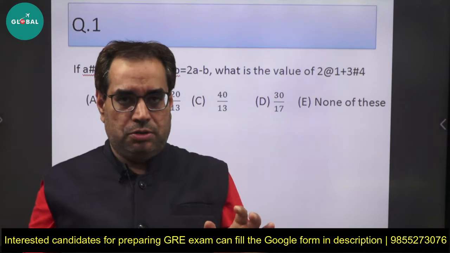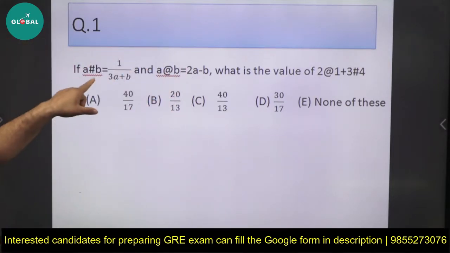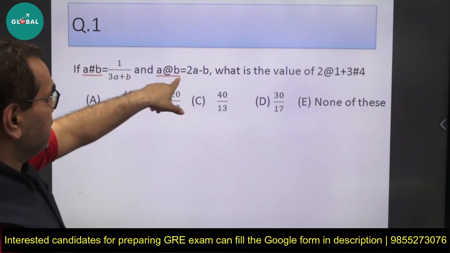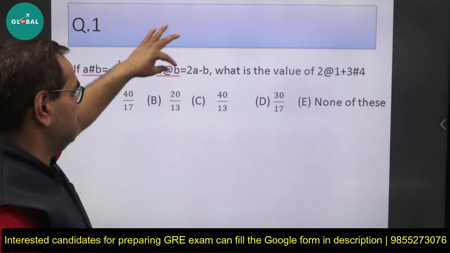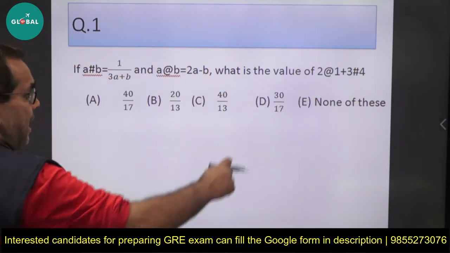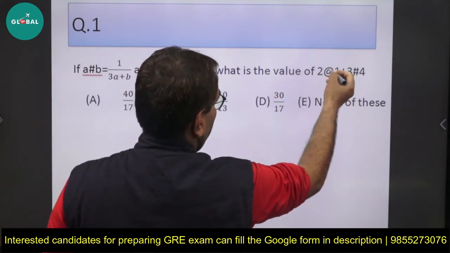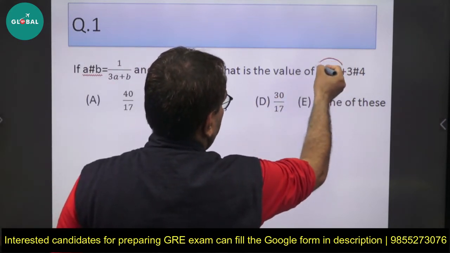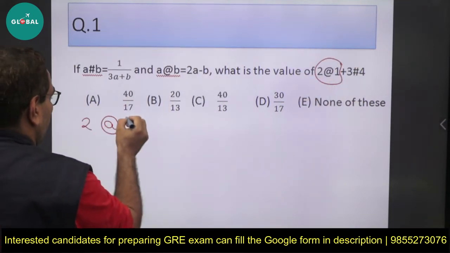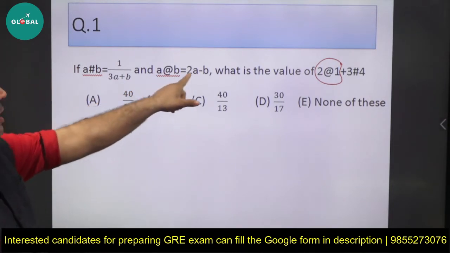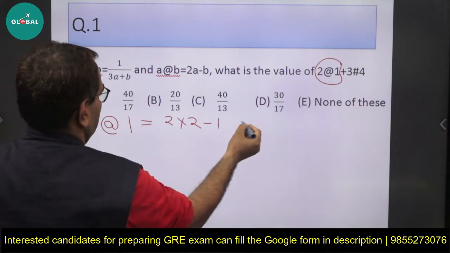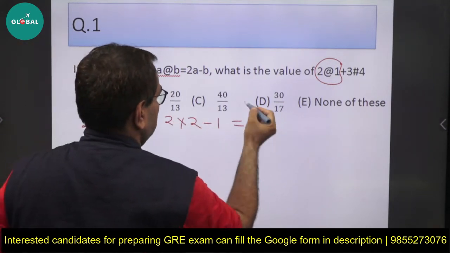compute some values. Here A has B is 1 upon 3 into A plus B. This is a rule. A at B is 2 into A minus B. This is the rule. Then what will be the value of this? Here we need to compute 2 at 1. So what is 2 at 1? Using this formula, this will be equal to 2 multiplied by 2 minus 1, which is 4 minus 1, that is 3. So this is 3.